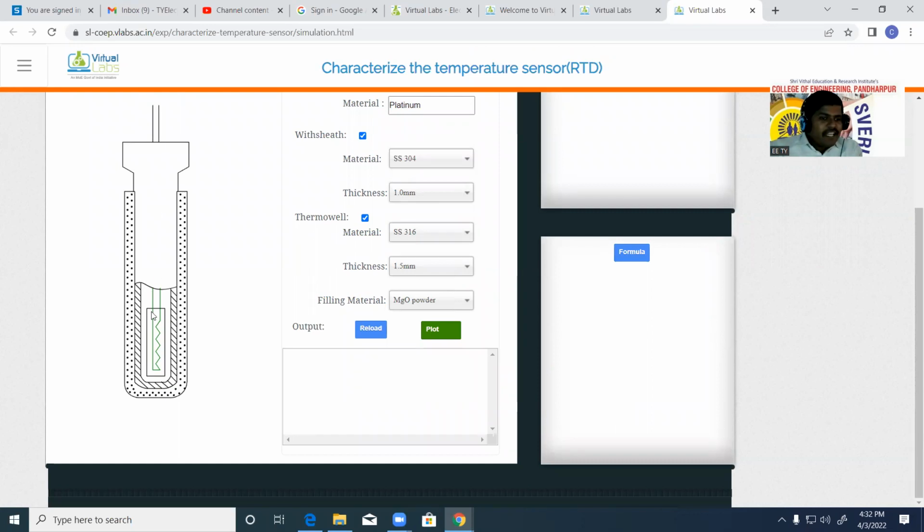See, where is the heating element in this? This is the heating element and sensing element. Around this one the casing is there, and around that one the thermowell material is there, right?